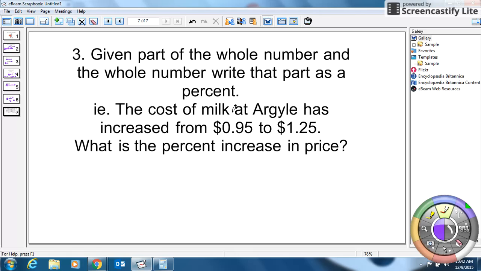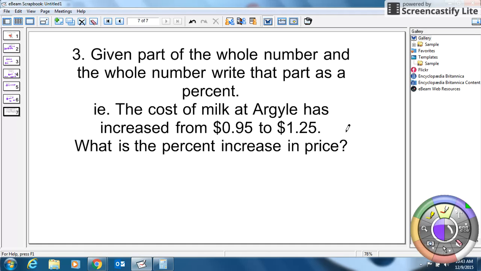We sell milk at Argyle, right? Well, this is just a hypothetical. I use these numbers just to help out with the problem today. But let's suppose the cost of milk at Argyle has increased from 95 cents to $1.25. That's a big increase. You're asked to figure out what is the percent increase in price.